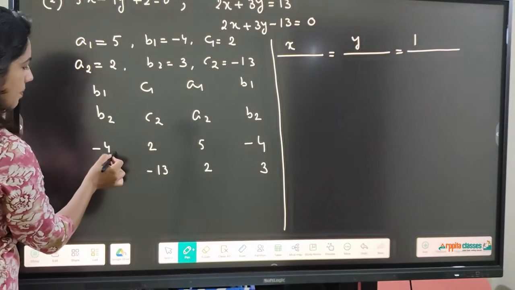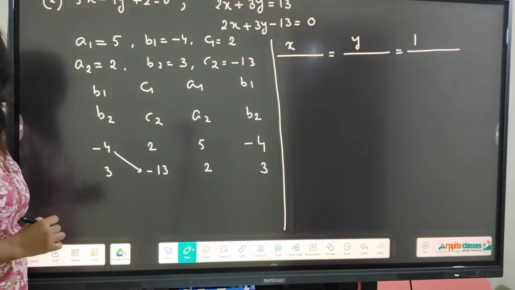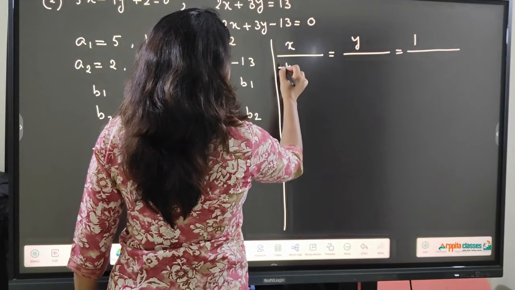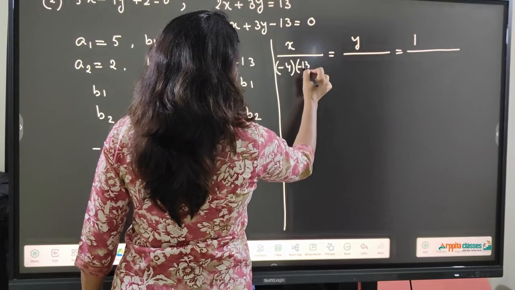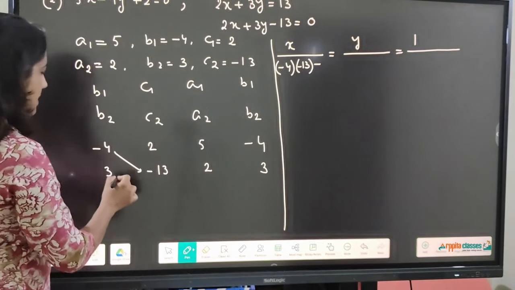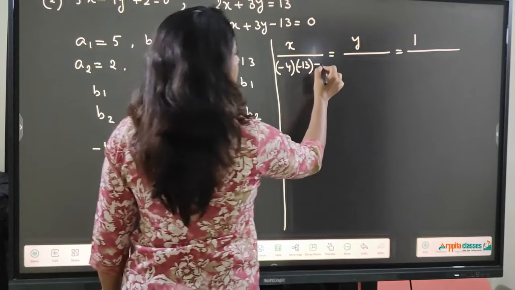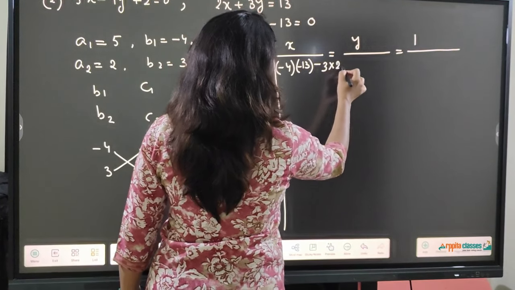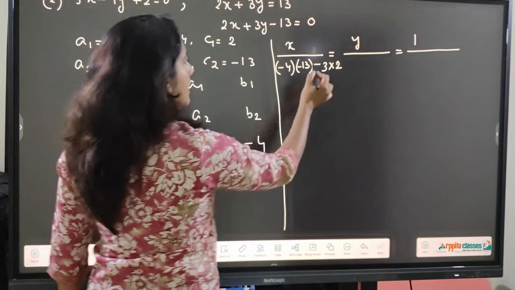Now under x upon something we will multiply like this, minus 4 into minus 13. So minus 4 into minus 13. In between there is a minus, then again 3 into 2. So here you get 3 into 2. I'll just put it a little that side.